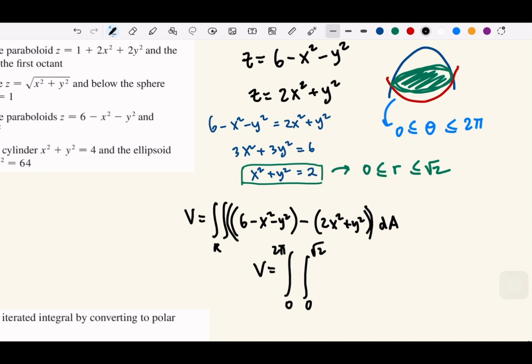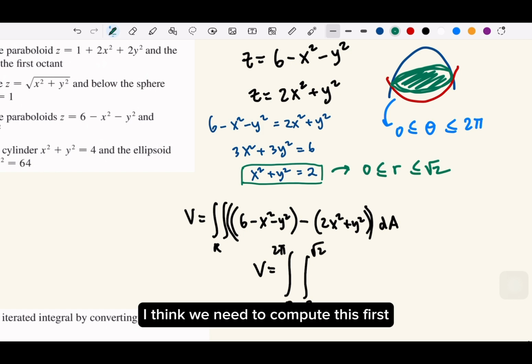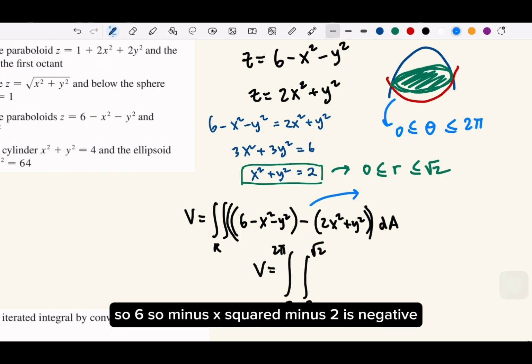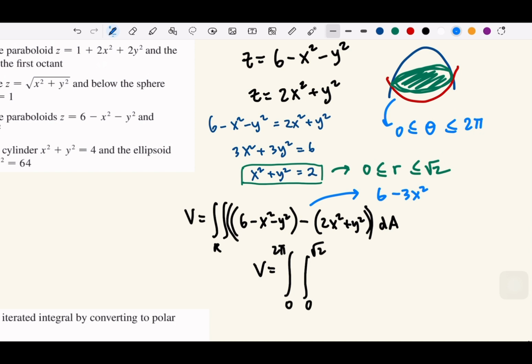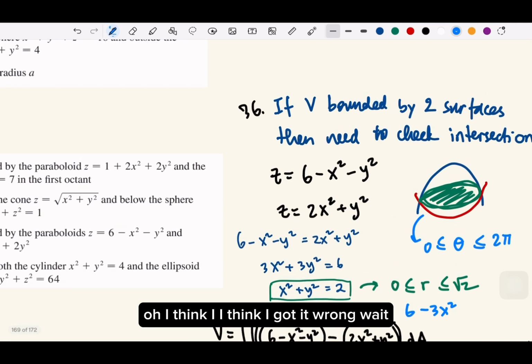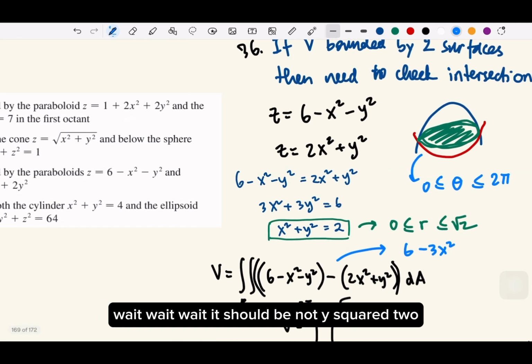Okay, and then this one, I think we need to compute this first. I forgot. Let me write there. So 6 minus x squared minus 2 x squared is 6 minus 3x squared, and then minus y squared, oh, I think I got it wrong. Wait. It should not be y squared times 2.